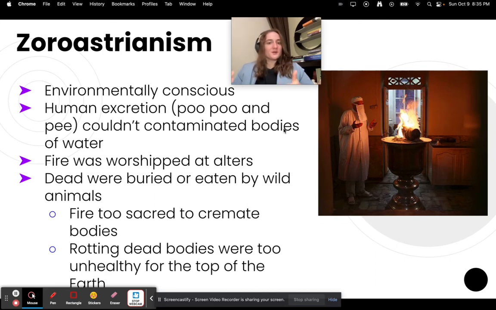Dead were either buried or eaten by wild animals. They believed that fire was too sacred to cremate bodies. Also, rotting dead bodies were too unhealthy for the top of the earth to just rot away, so they had to be buried, or animals came along and ate them. Like, why not? That's great.